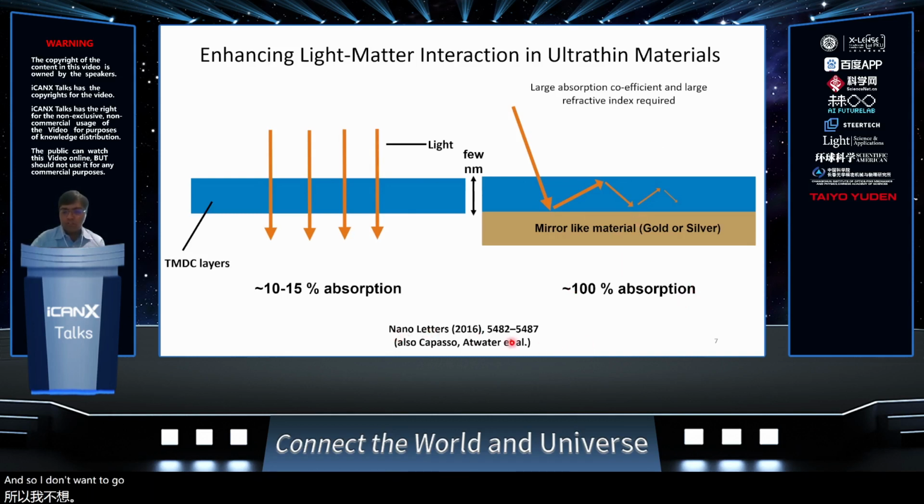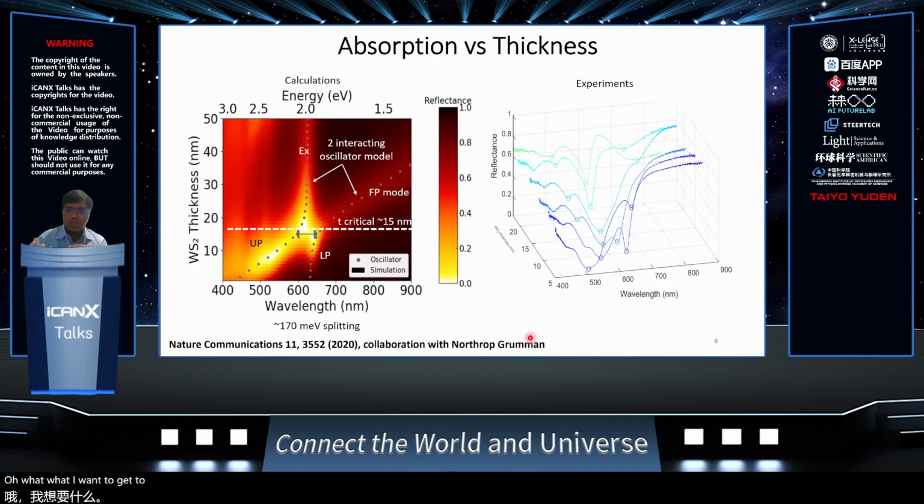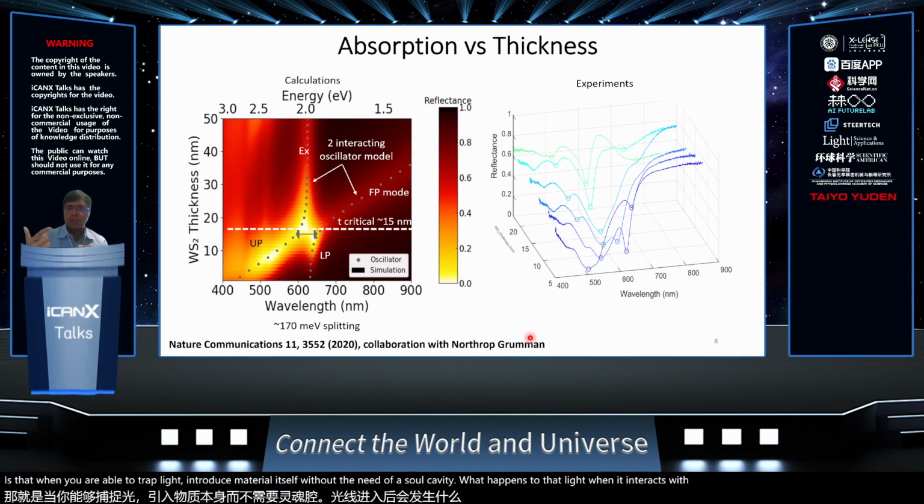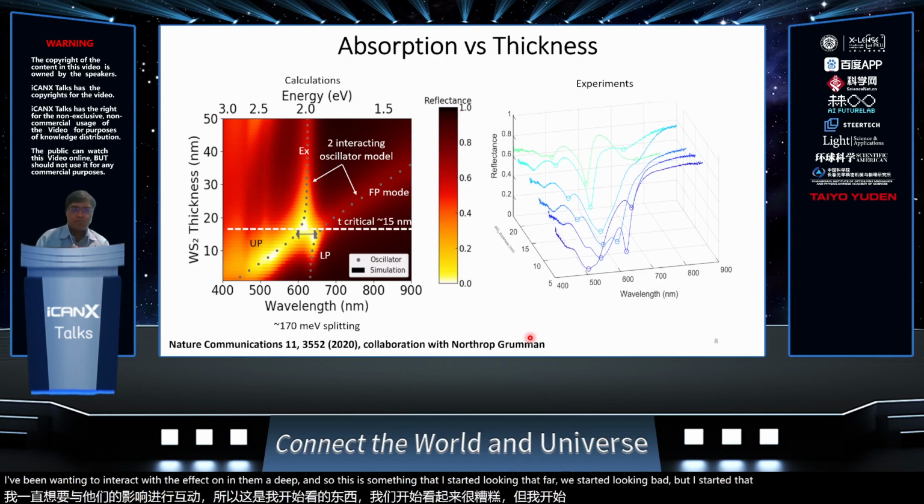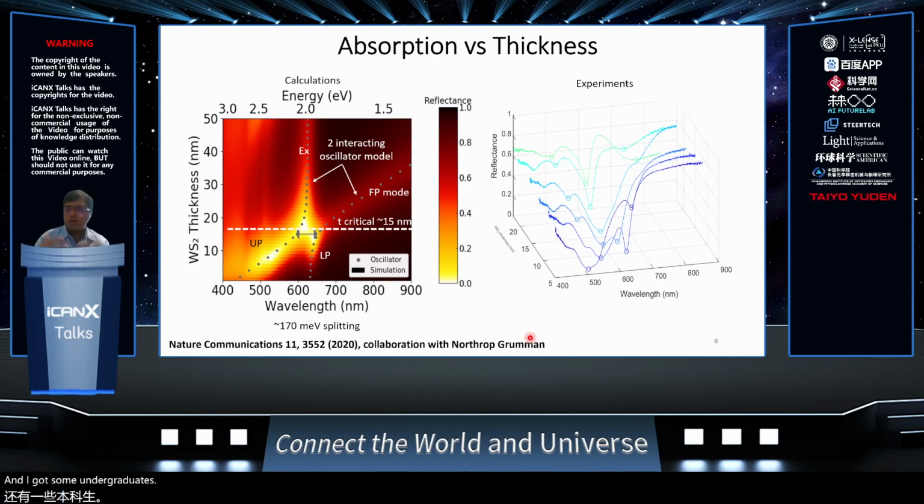I don't want to go into all of those papers, but you can read some of this work that we published earlier. What I want to get to is a more interesting fundamental physical phenomenon behind it: when you are able to trap light into this material itself without the need of an external cavity, what happens to that light when it resonantly interacts with the exciton in the material? This is something that we started looking at when I started at University of Pennsylvania. I got some undergraduates to do some simulation studies first. I told them, why don't you go and find out for me how the reflectance spectrum of tungsten disulfide on gold would look as you change the thickness?